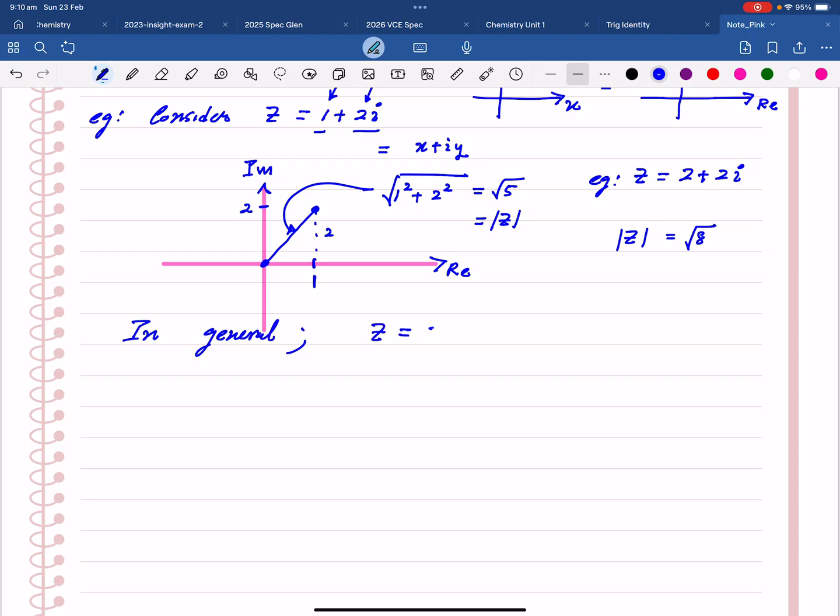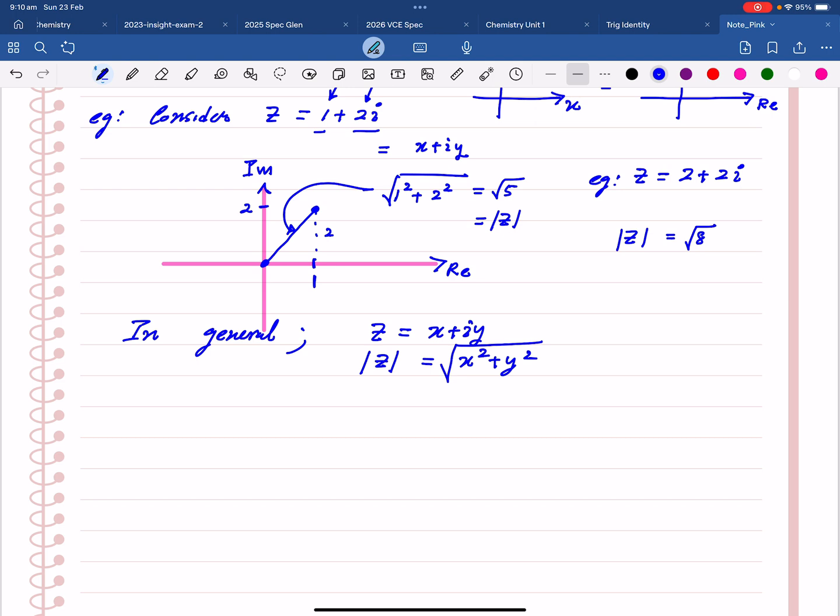So in general, z is equal to x plus iy. So for z mod, you write the square root of x squared plus y squared. Now, while you are doing this, you understand that, but at the same time, you have to visualize that in the Argand diagram as well. Okay, this is what I'm looking at.